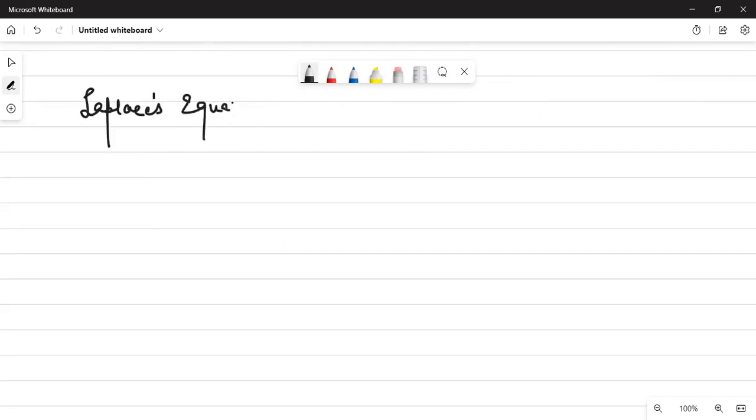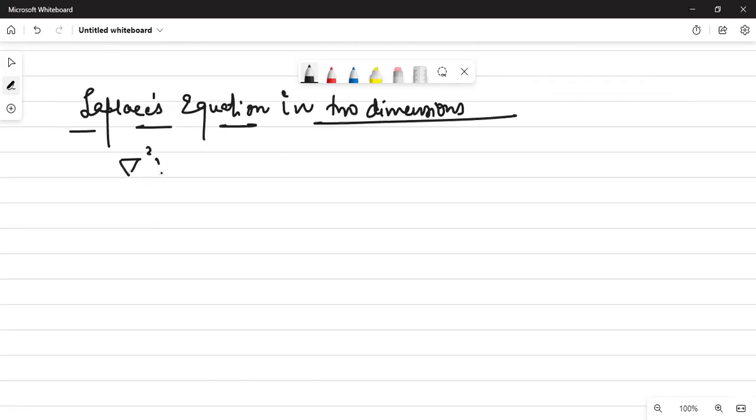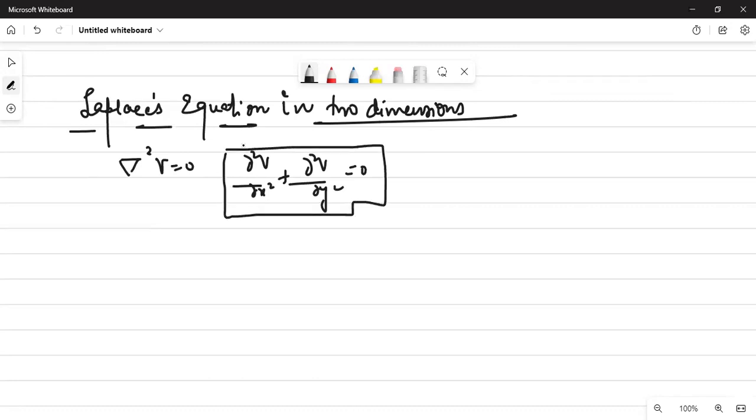So this is just an introductory exposition. Don't worry, we'll do things in greater detail in two dimensions. Here we are just focusing on the qualitative result. So in two dimensions, for the simpler case, if I use Cartesian coordinates, I can write del square V upon del x square plus del square V upon del y square equal to 0. This is Laplace's equation in two dimensions, and one can readily verify that one of the solutions can be V(x,y) equals a square by 2 times (x square minus y square).